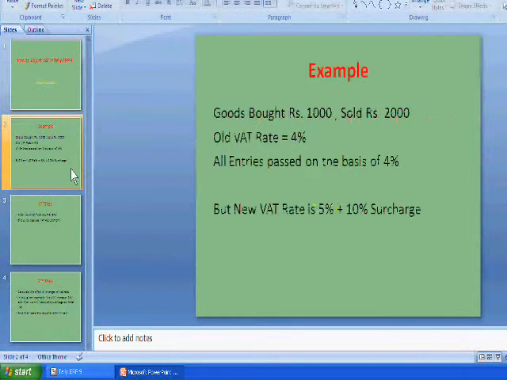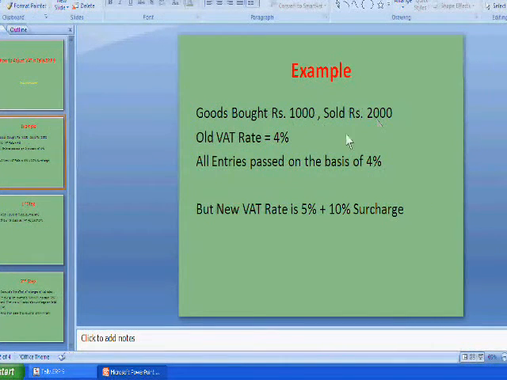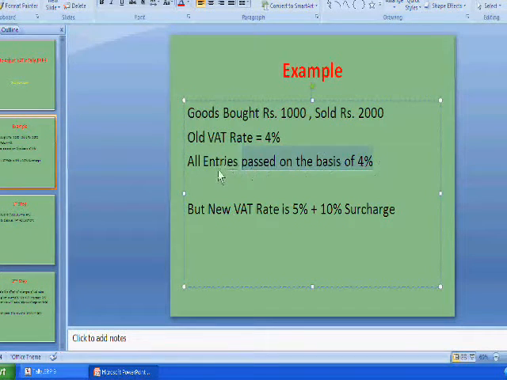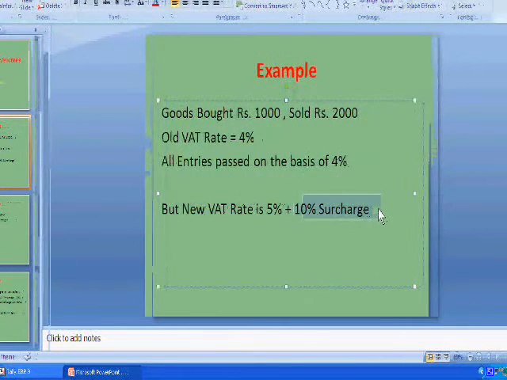For example, I am taking one example. You have bought goods for 1000 and sold them for 2000. Your old rate was 4%, both input and output, and all the entries you have passed with 4%. Now the new VAT rate is 5% plus 10% surcharge.